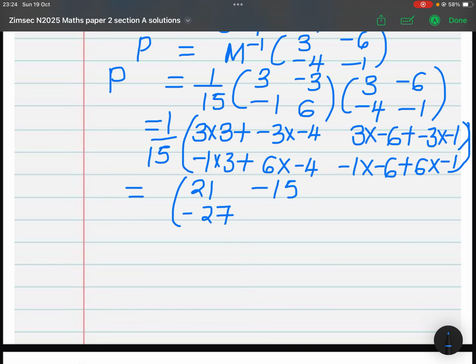And then minus 1 times minus 6, positive 6. Positive 6 minus 6, we get 0. And then finally, we multiply each and every factor within the bracket by 1 over 15. So 1 over 15 times 21, we are going to get 21 over 15. So we write 21 over 15 here. Minus 1 over 15 times minus 15.